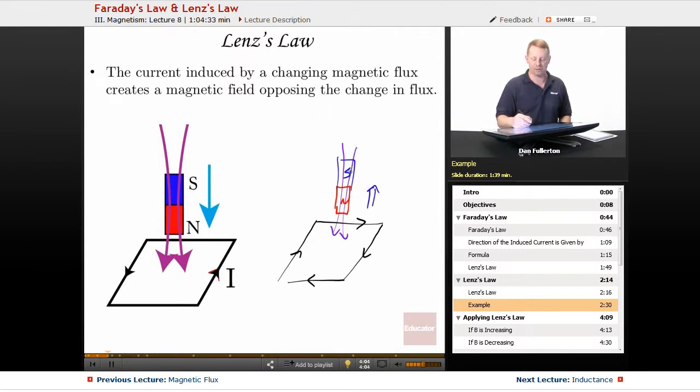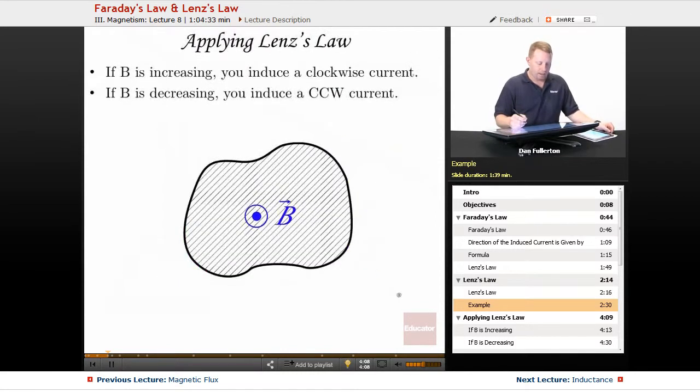And it's really just a matter of practice. So here we go. If we have a sample like this, if the magnetic field is increasing, we're going to induce a clockwise current. Why? We take our thumb and point it out of the page. If it's increasing, we want to oppose that. So to oppose that, we go the opposite direction, wrap the fingers of your right hand, and you get clockwise.